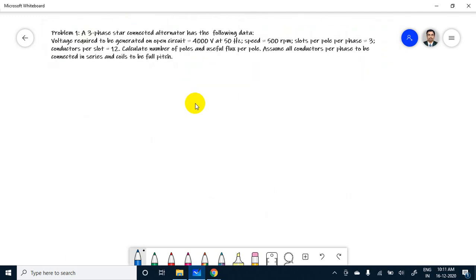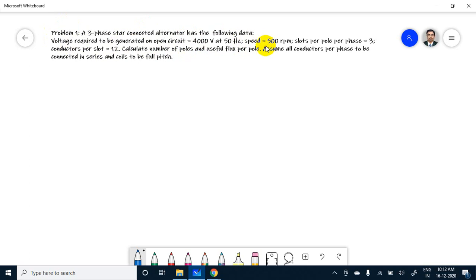This is one of the university questions, from JNT University, Hyderabad. You see this question. A three-phase star connected alternator. The voltage required to be generated during open circuit is 4000 volt. That is, when they are doing the open circuit, at that time they are able to generate 4000 volt at a 50 hertz supply, and the speed is 500 rpm.